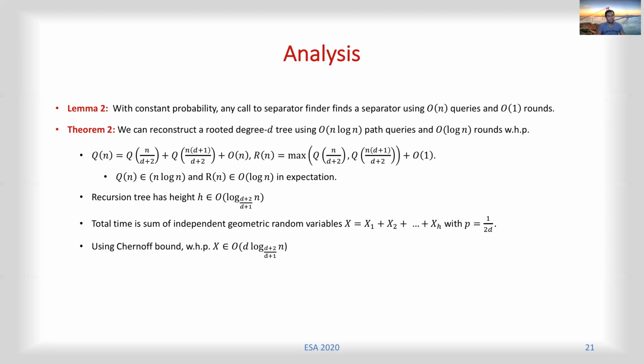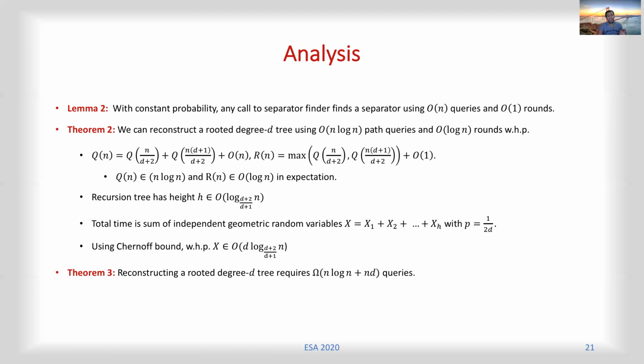In order to provide the high probability analysis, we just need to apply a Chernoff bound on the sum of independent geometric random variables with the probability of 1/2d, and the fact that we can model the recursion tree of the algorithm with a tree of height log n in the base of (d plus 2) over (d plus 1).